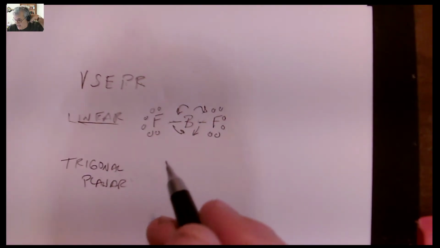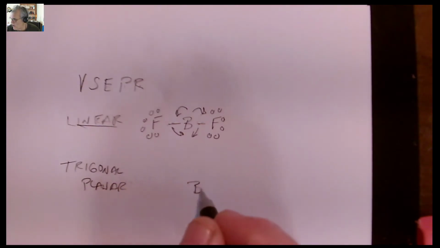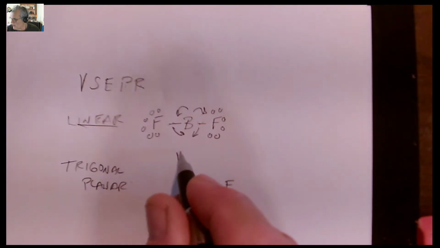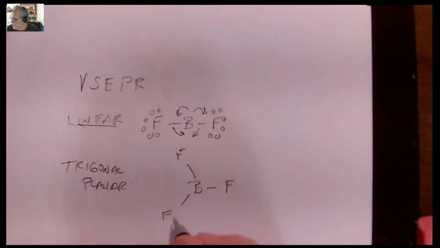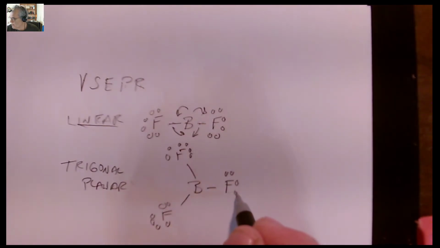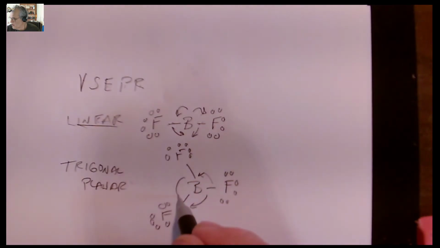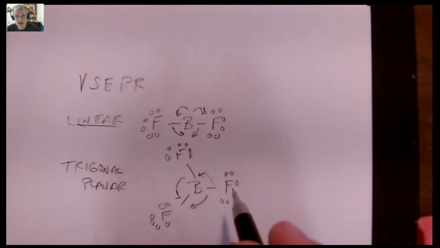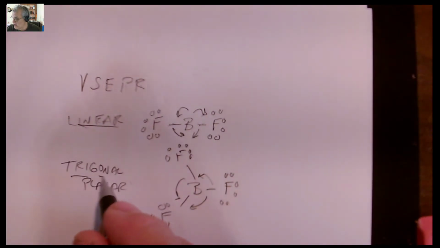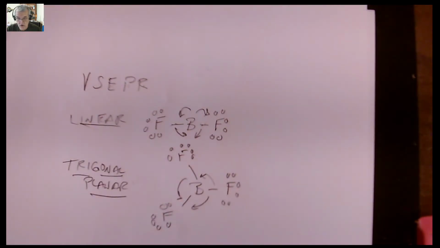There's also a trigonal planar shape, and that's if we have 3 atoms around a central atom. So if I had the boron and I had 3 fluorines on it, like this, and of course all the fluorines would have electrons on them. But notice that these pairs are spread out in a way that gets them as far away from each other as possible, and that is trigonal planar. They're all in the same plane. There's 3 of them, so they're trigonal planar.